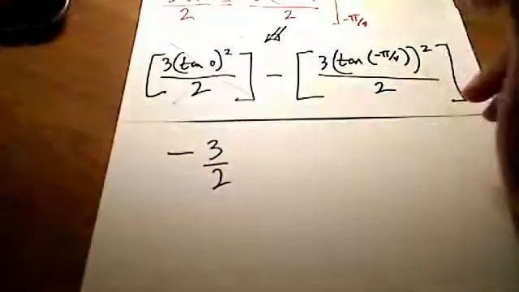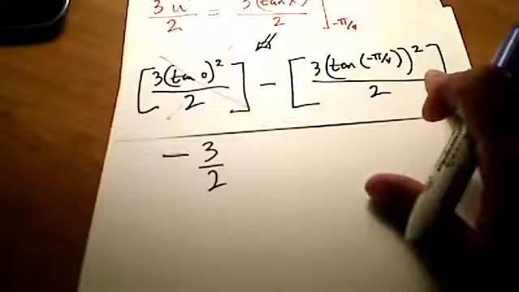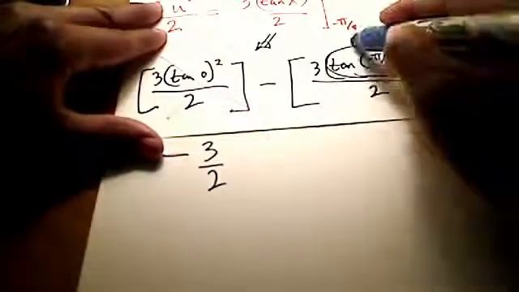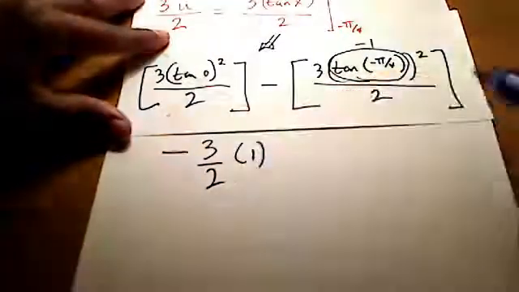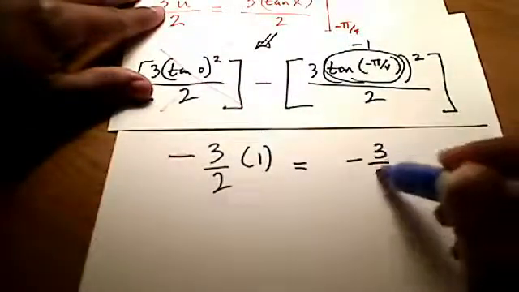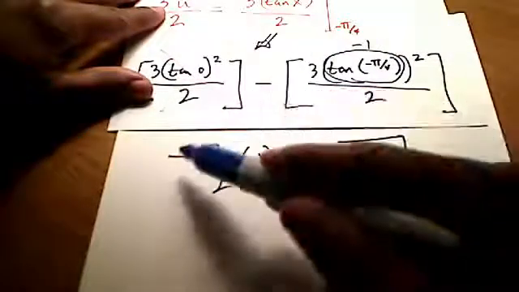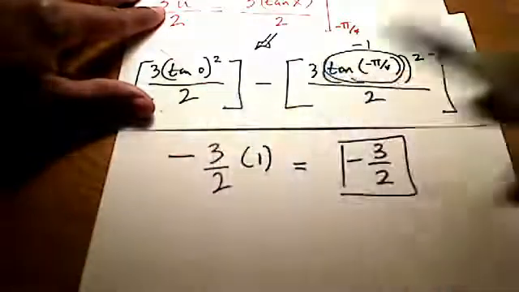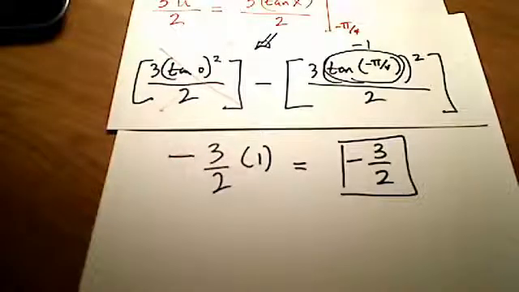We said a moment ago, remember the recall, that the tangent of negative pi over 4 was a negative 1. So I can replace this right here with just a negative 1. But that negative 1 is being squared, which comes back to being a positive 1. And so my final answer is simply just a negative 3/2. The negative is coming from the minus sign that was in between my two quantities using the fundamental theorem of calculus. So there, integration by substitution, not a bad thing. Hope that helps.